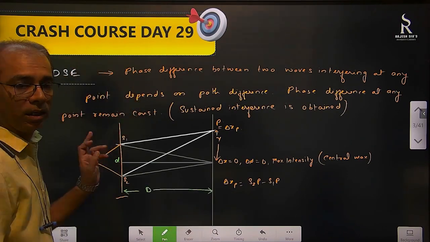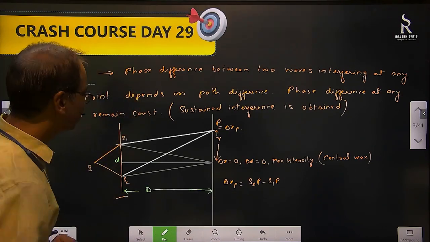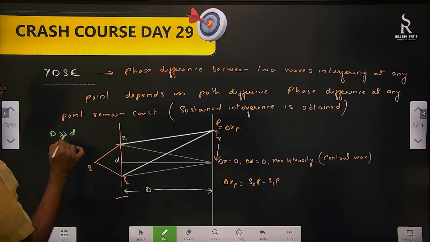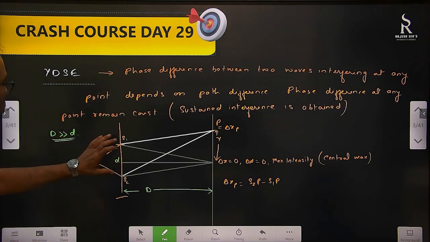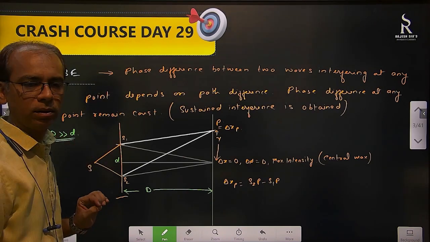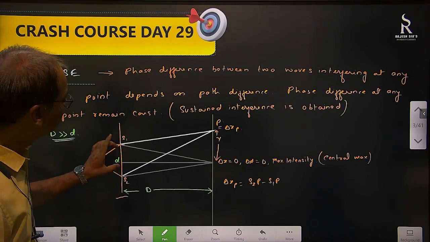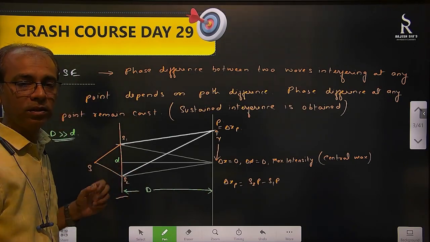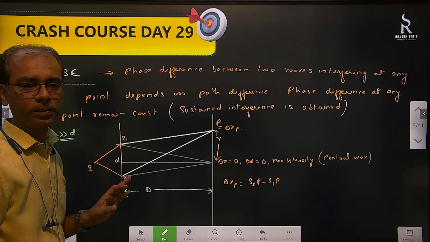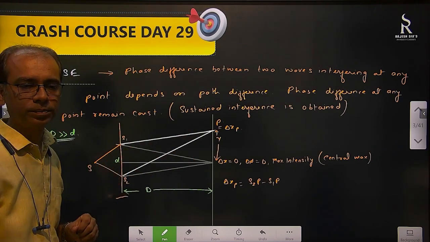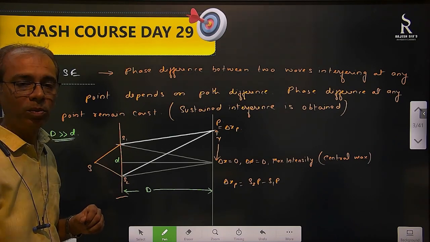Okay. The condition for YDSE, Young's double slit experiment, is that capital D is very large as compared to small d. That means these two sources are very close to each other, and small d is negligible as compared to capital D. So at this point, these two waves will be almost parallel.